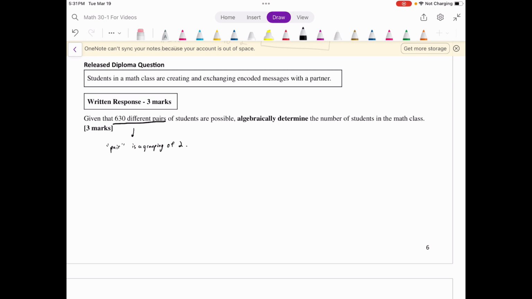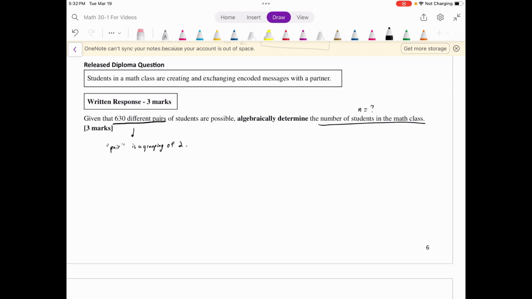That's ultimately what we want to figure out, the number of students in the math class, right? So those are the number of options we have. And we're being told we can make 630 different groups of two from those options, right? So this is our n. That's what we need to figure out. How many options were there to choose from?